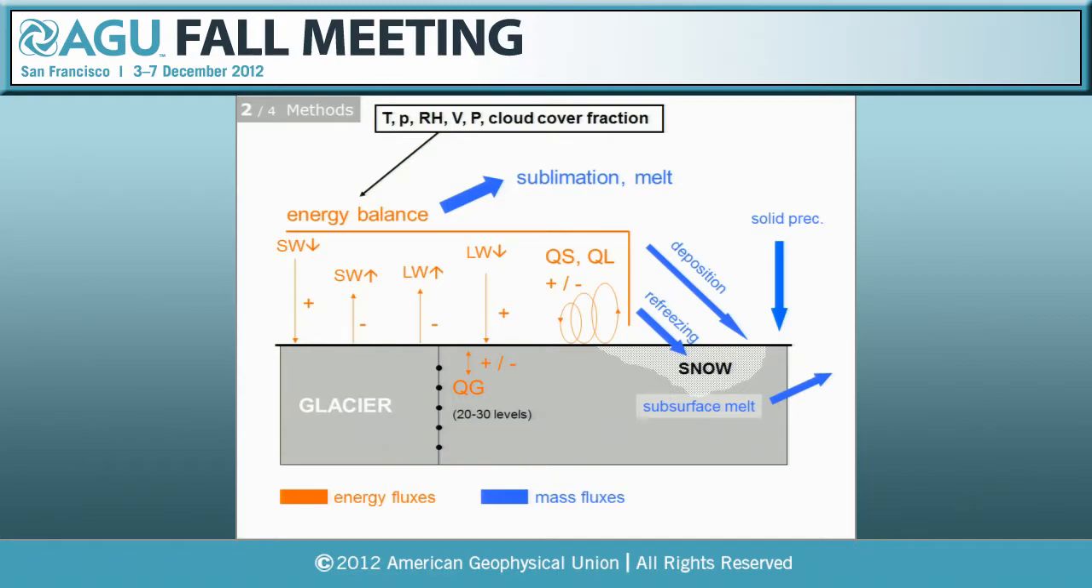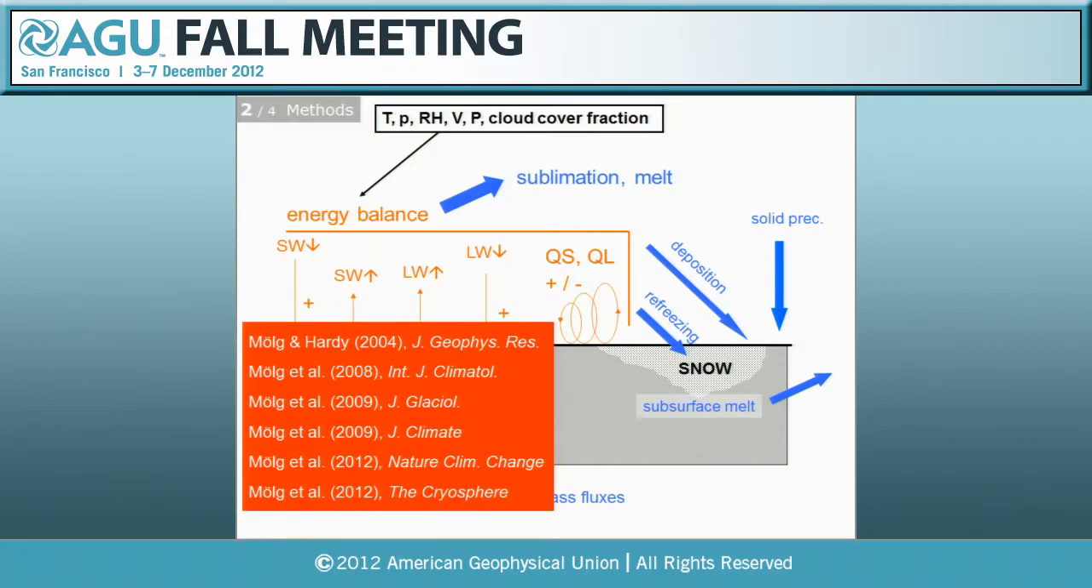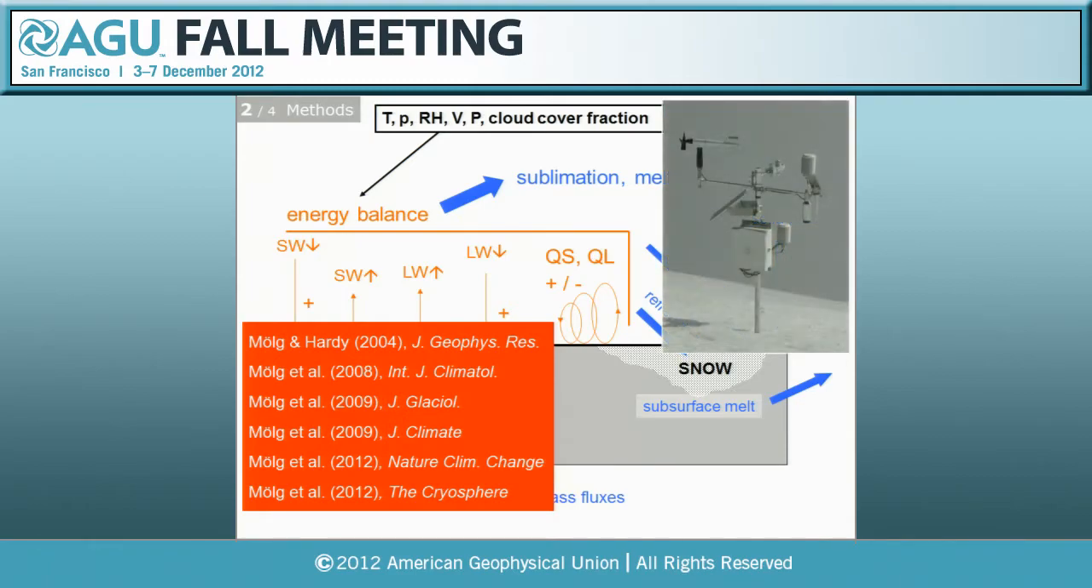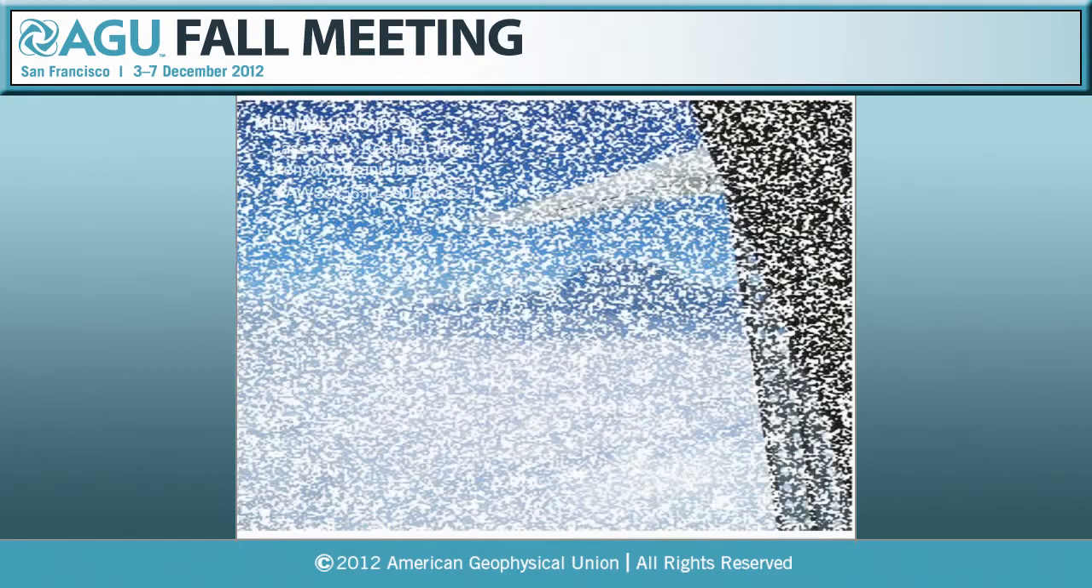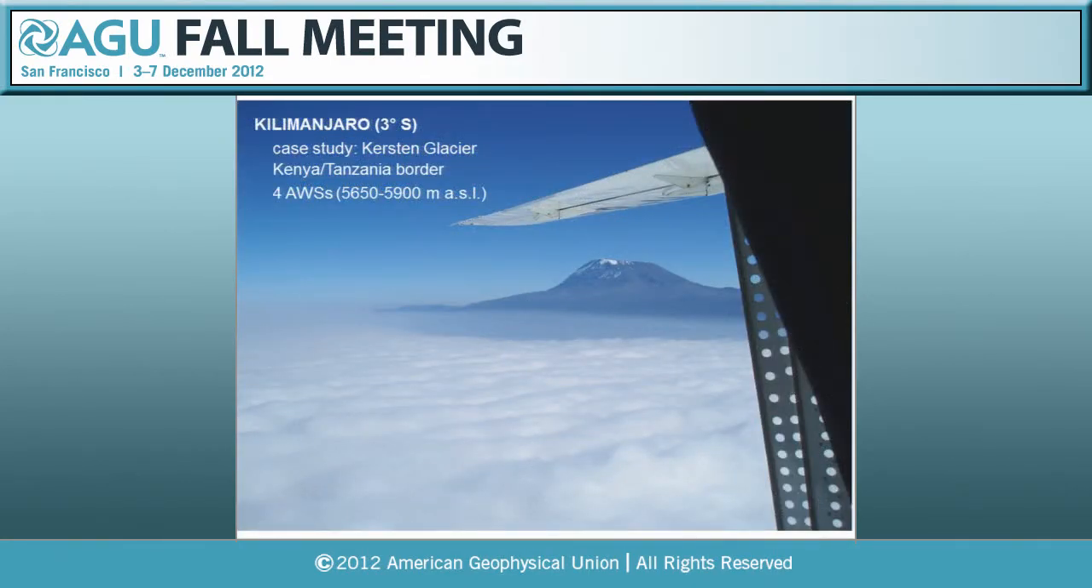It's very typical that the development and application of such a model, and we have documented this for our case in the literature over the past eight years, roughly, goes hand in hand with measurements from automatic weather stations. They not only provide evaluation data, but also the most reliable local forcing. And as you all know, these stations nowadays are operated at remote places around the world, for example, in this place, which is Kilimanjaro.